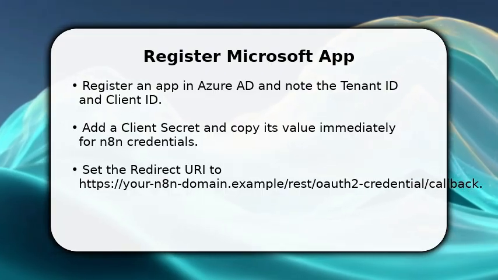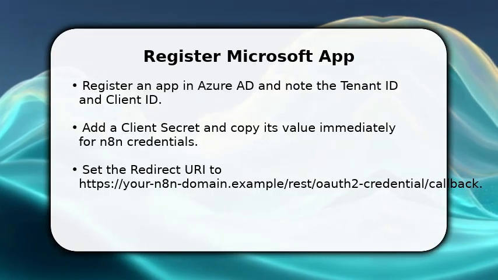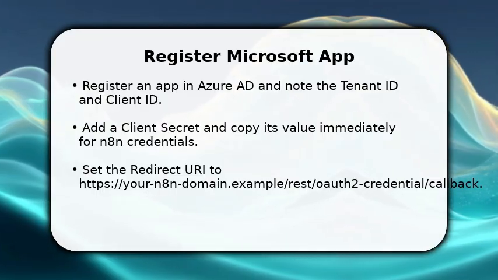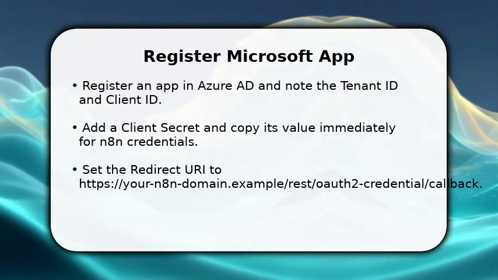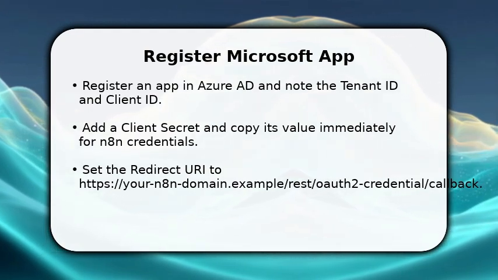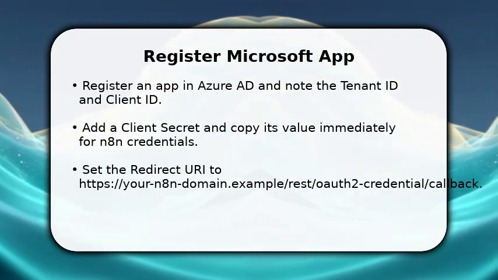Next, create a client secret and copy its value immediately because Azure hides it later. Set the redirect URI to your N8n callback URL using HTTPS and port 443 if required. Finally, configure API permissions before moving to N8n to allow correct OAuth consent.